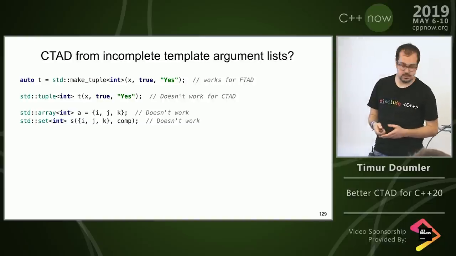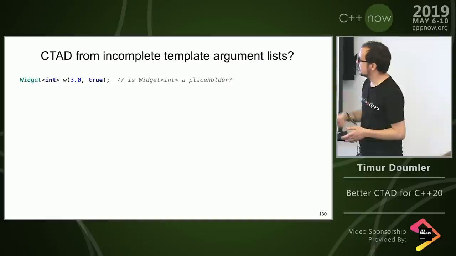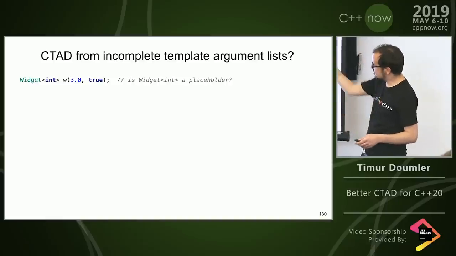And why? So there are a number of reasons. First reason is, okay, let's say we have this. Is this a placeholder type?